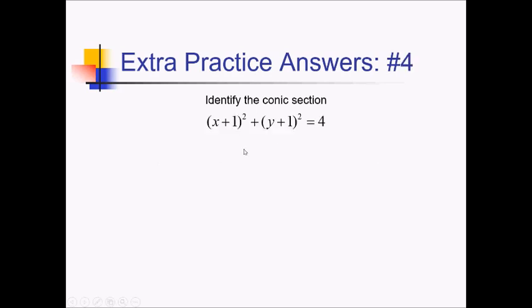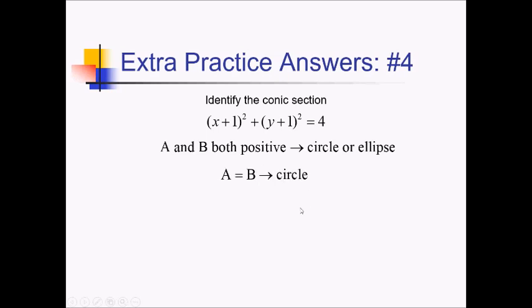For this problem, we have two squared terms, both of which are the same sign, both positive, so that means that's a circle or an ellipse. And if you expand these out, you'll see that the coefficients of x squared and y squared, a and b, are the same. So this is a circle.